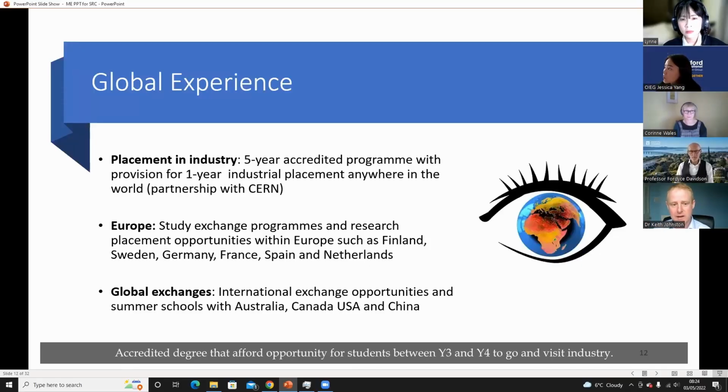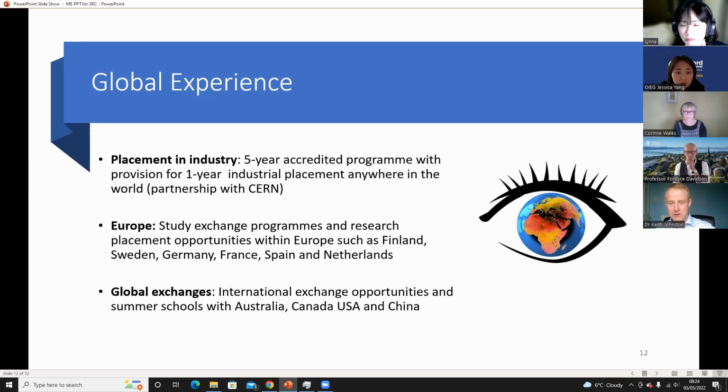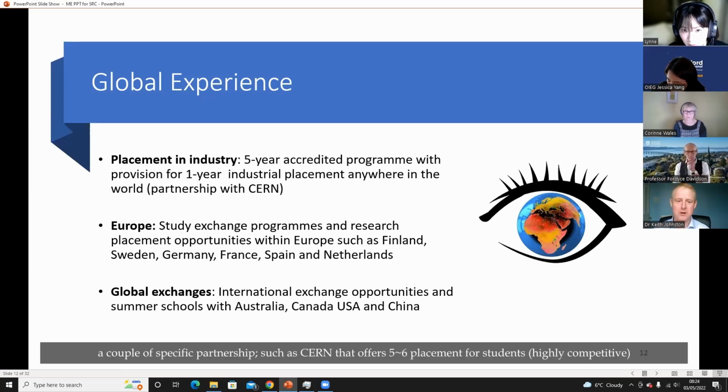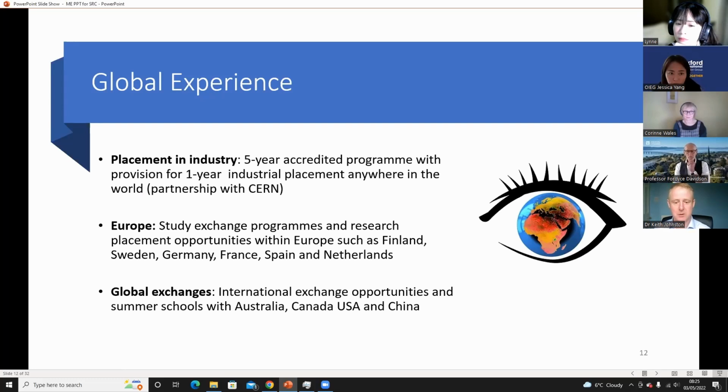So we are an accredited degree, and actually there is an opportunity for students between the 3rd and the 4th year to go and visit industry, so they can have an industrial placement anywhere in the world. So if you're interested in going to industry between 3rd and 4th year, we will support you for that. We have a couple of specific partnerships, such as a partnership with CERN, that's the Large Hadron Collider, perhaps you may have heard of that, in Switzerland, where you have the opportunity to go. There's 5 or 6 placements for students on our program, which are quite competitive, but it is an opportunity for you to do that as well. And we have other exchanges, for example, with China and Europe as well, other opportunities.